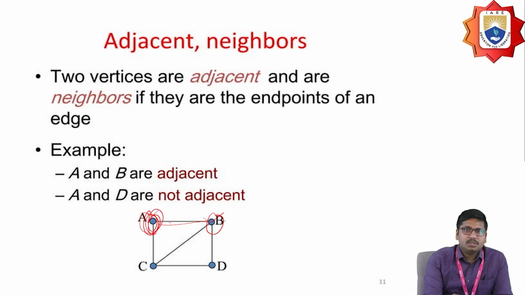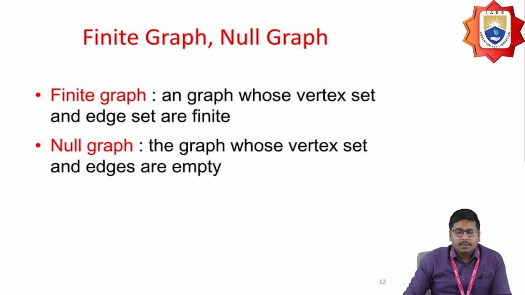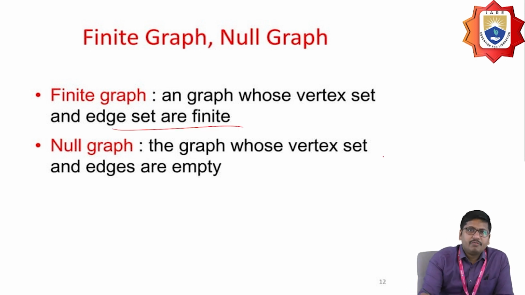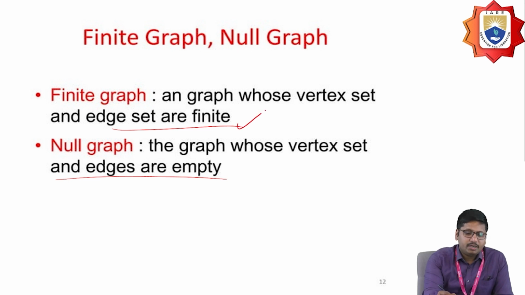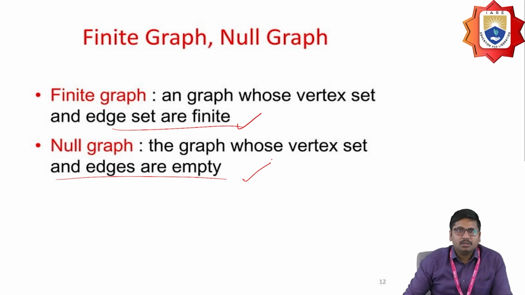If I consider A and D here, there is no edge connected between A and D, so A and D are not adjacent. And what is the difference between a finite graph and a null graph? A finite graph is a graph whose vertex set and edge set are finite, and a null graph means a graph whose vertex set and edge set are empty. So a graph whose vertex set and edge set are finite is the finite graph, and the graph whose vertex set and edge set are empty, I can call the null graph.